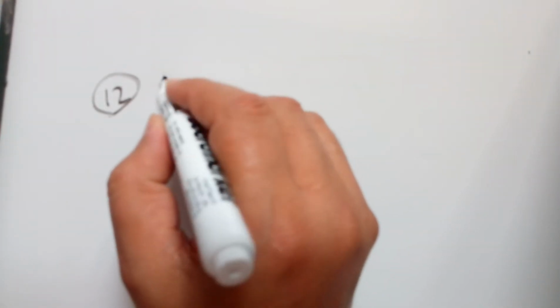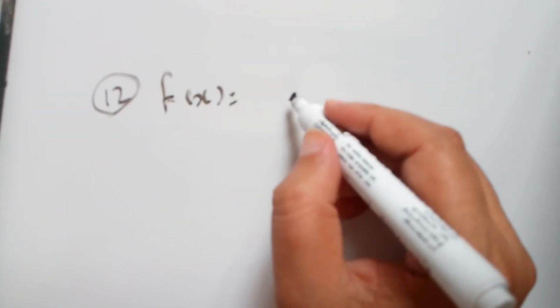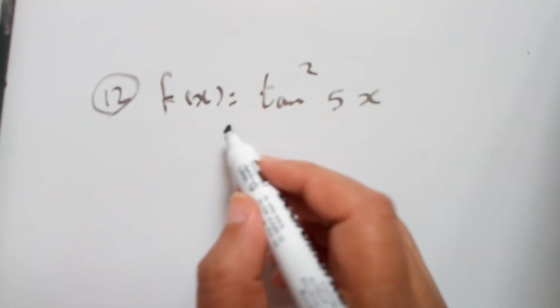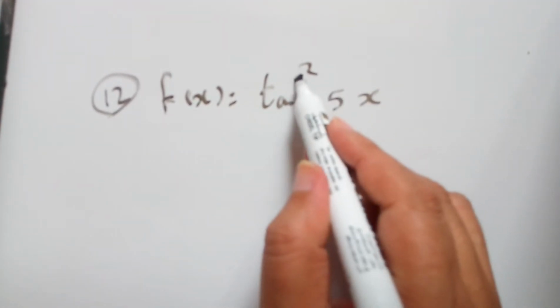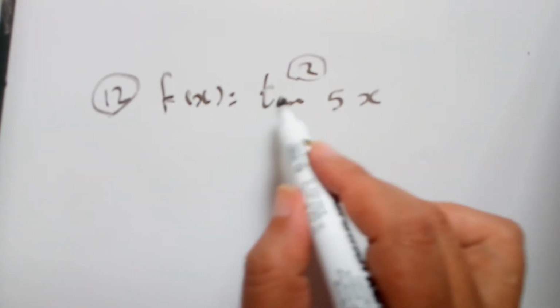Number 12. f of x is equal to tangent square 5x. How to get the derivative for this function? Here you have a power now. Then bring down the power and subtract 1. Then apply the chain rule.